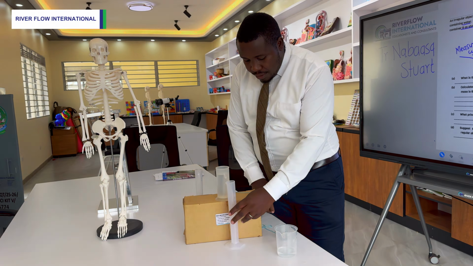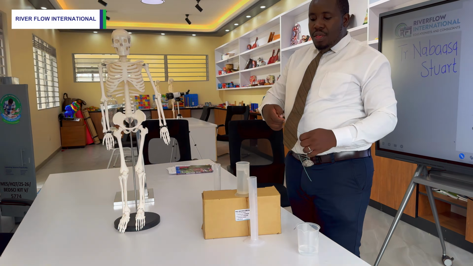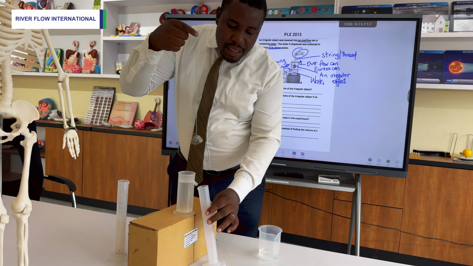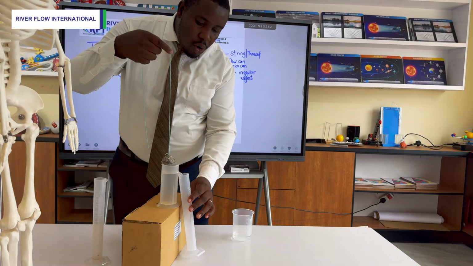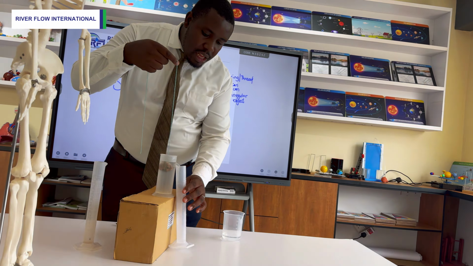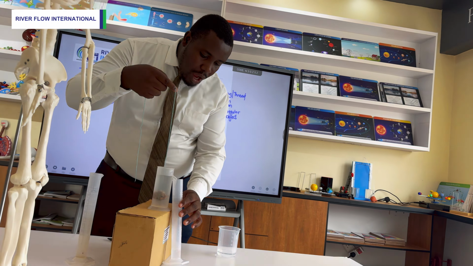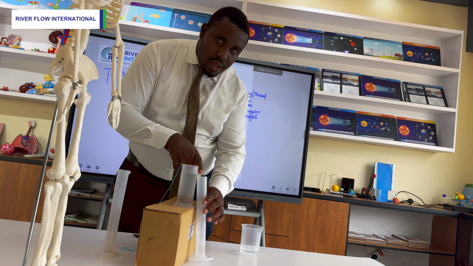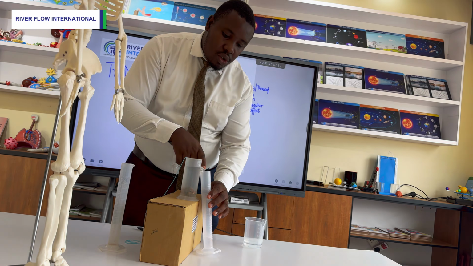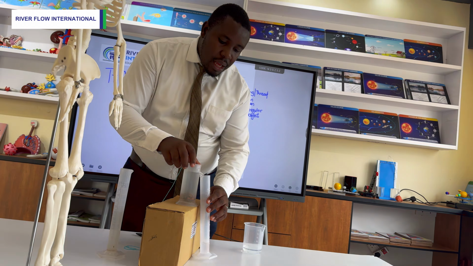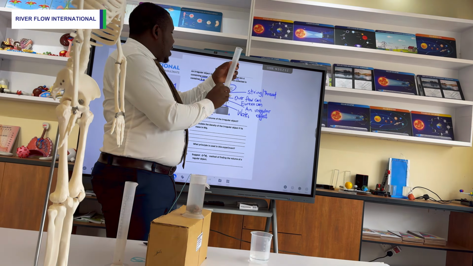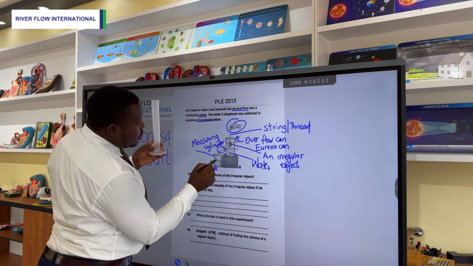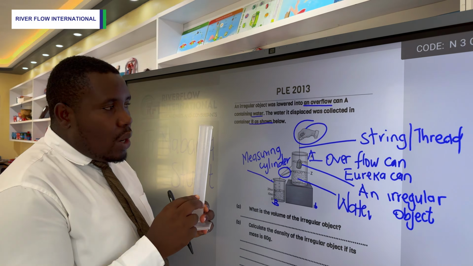And then after bringing the measuring cylinder close, we take our irregular object and gently lower it into the overflow can. So I'm lowering the irregular object into the overflow can. And you have seen water going out. You can see it is still dripping slowly. So now, the water they are talking about, this water here that has been displaced, it is this water which is in this container, which is our measuring cylinder.